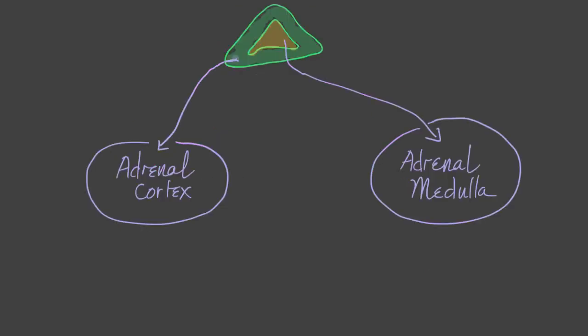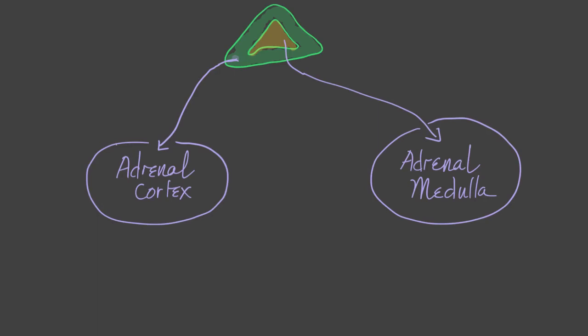The adrenal glands are placed right above the kidney, one on each kidney. The adrenal gland has two parts. The outer layer of the adrenal gland is called the adrenal cortex. The inner part or the middle portion of the adrenal gland is called the adrenal medulla.